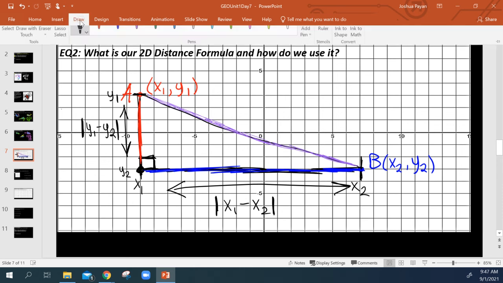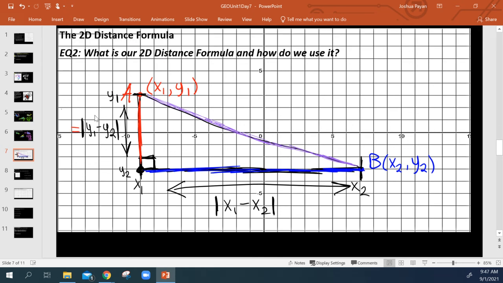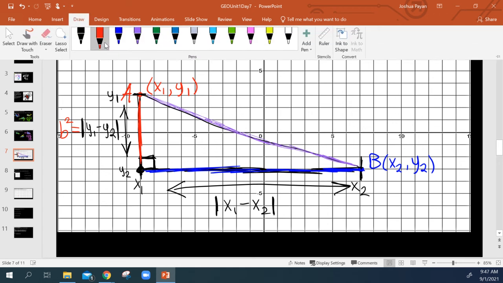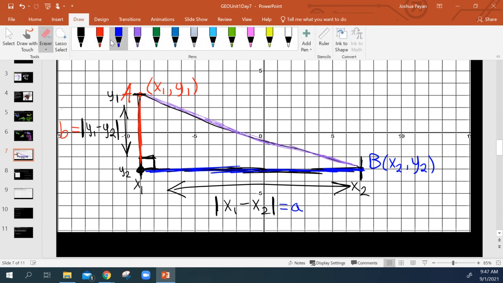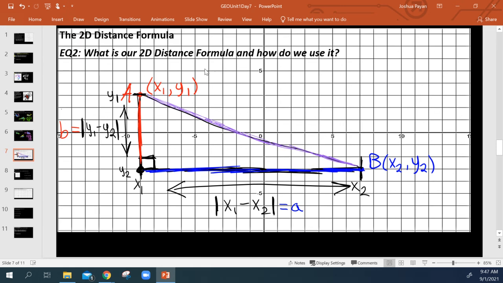Okay, so if we go back to treating it just like the Pythagorean theorem, right, I can say that this is b, and I can say that this is a. My Pythagorean theorem basically says this: leg squared plus leg squared equals hypotenuse squared. If I take the square root of both sides, we simply get our distance, or our hypotenuse, is equal to the square root of a squared plus b squared.